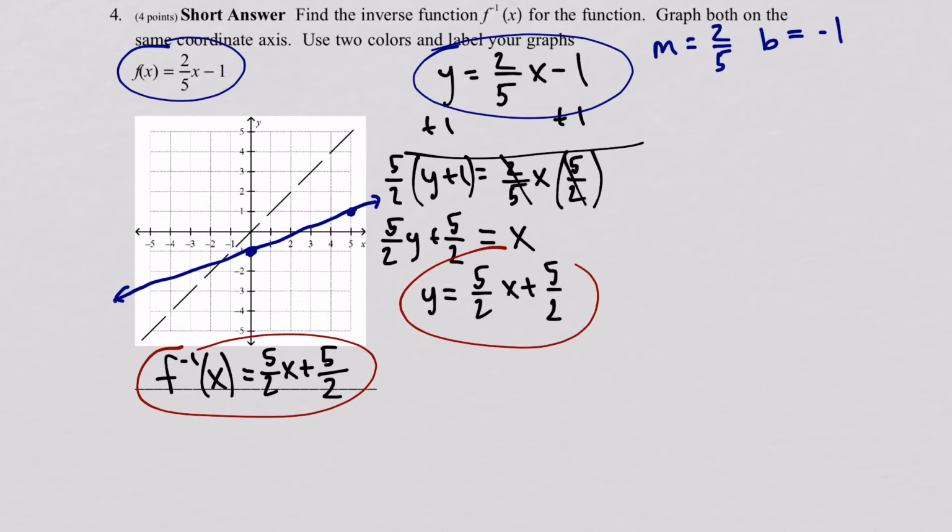Okay. Now the inverse. The inverse is this one right here. So I'm going to use the same strategy to graph it. Find the slope, which is 5 over 2 in this case.